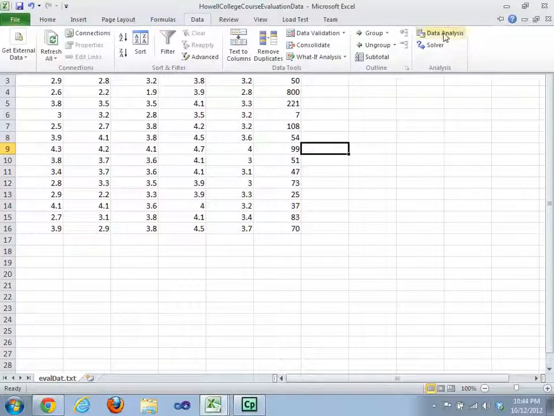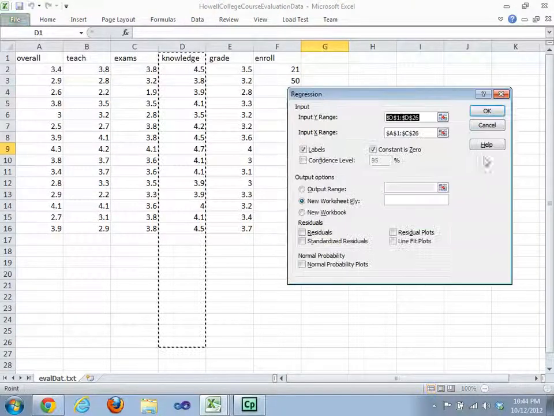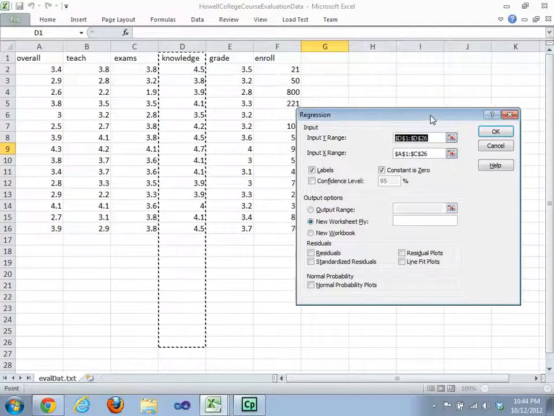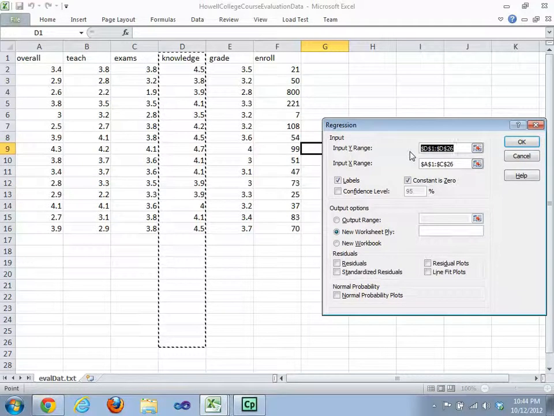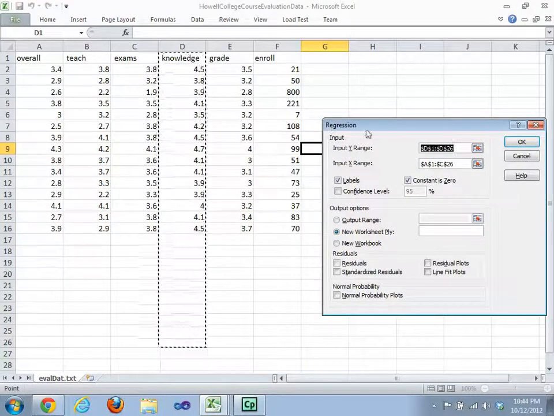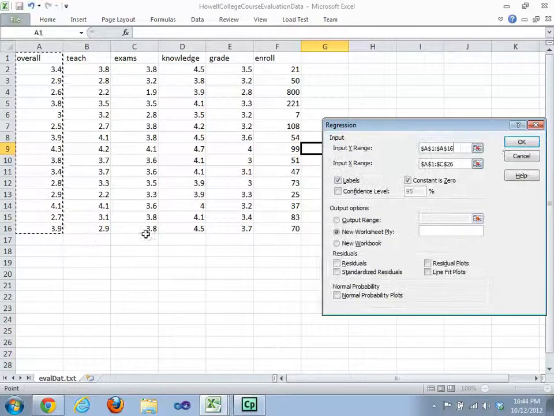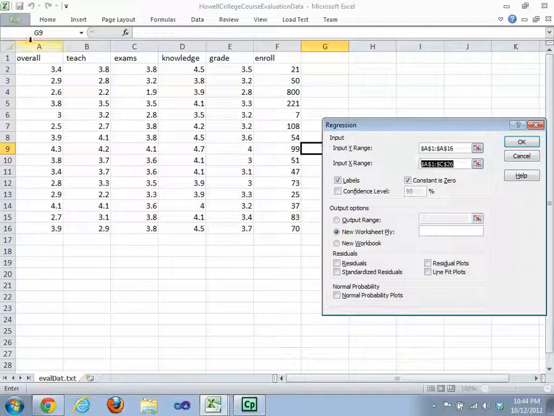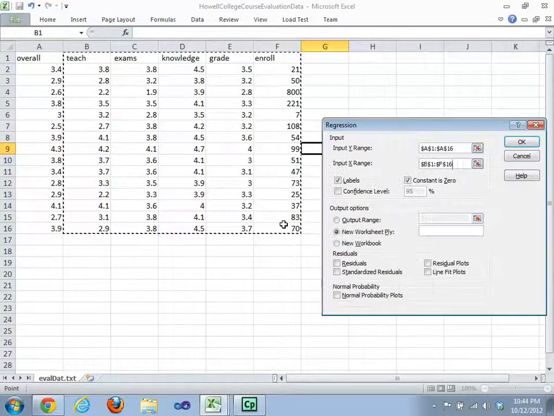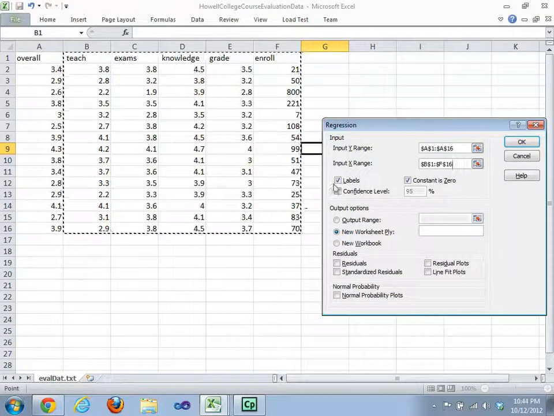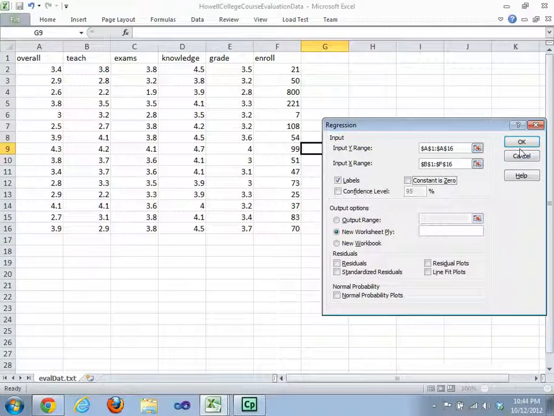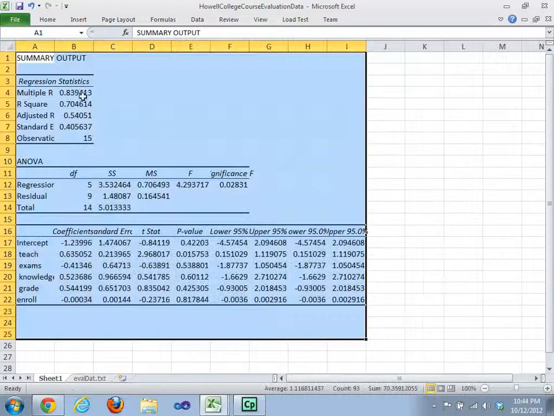So let's get started. Go to data analysis, regression. Our Y. What is our Y? Since we want to see what has the best effect on the overall rating, our output is overall, and our input is everything else. Okay? We're going to unclick constant is 0, and labels is checked, and click OK.